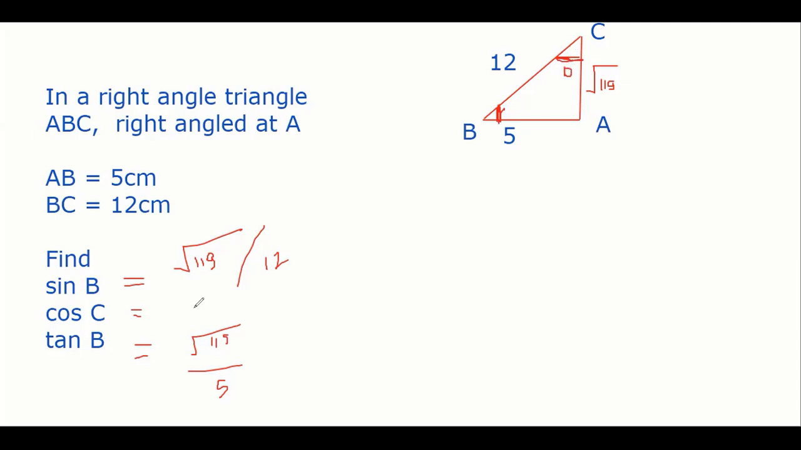So cos C, I'll write it here. Cos C is B by H. Base is AC, so again 119, by H, 12. You have to be very careful about angles. Root of 119 by 12.